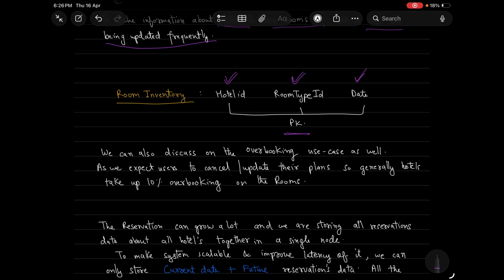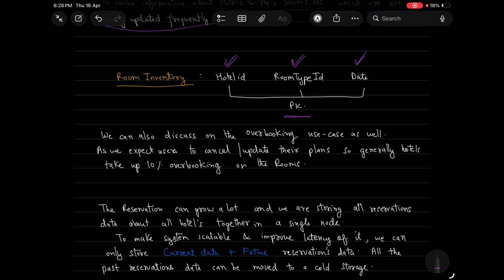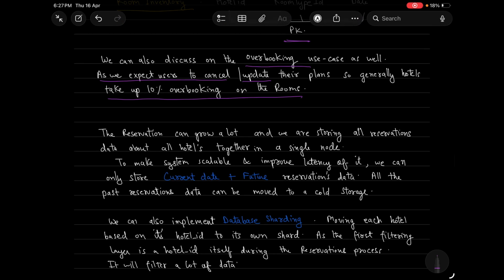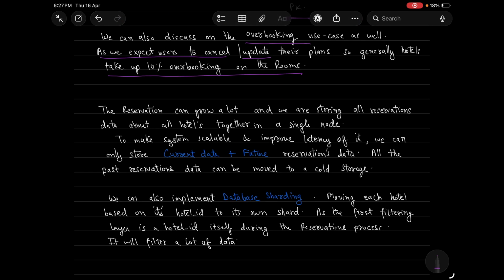We can also discuss the overbooking use case, because hotels generally tend to take overbookings because a lot of users eventually don't show up, or edit their reservation, or eventually cancel their reservations. As we expect users to cancel or update their plans, hotels generally tend to take up 10% overbooking on specific room types. The reservation data can grow a lot, and we are storing all reservations data about all hotels together in a single node, as we saw in our design above.